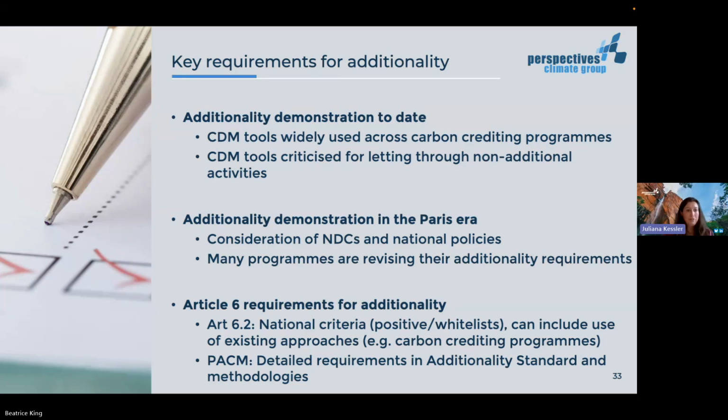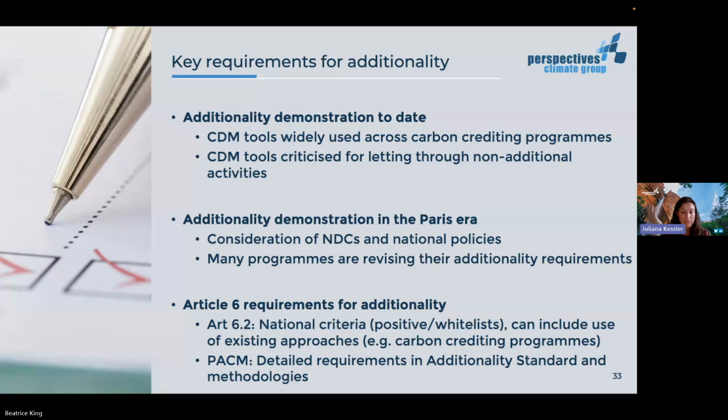And then there are further standards that are currently being developed, and tools that go more into depth. Additionality is one of these standards that is already out there, so this is why we will dive a bit more into detail on the next slides. In general, what can we say to this date about additionality demonstration across all carbon crediting programs? The CDM tools, 001 and also the combined one, are really widely used across different carbon crediting programs. At the same time, these tools were also criticized for letting non-additional activities pass that test.